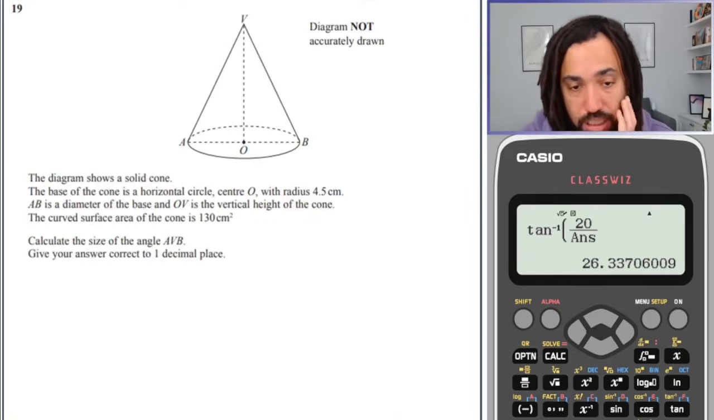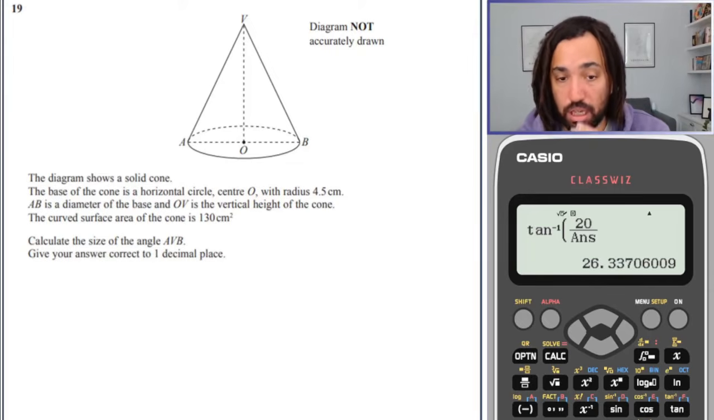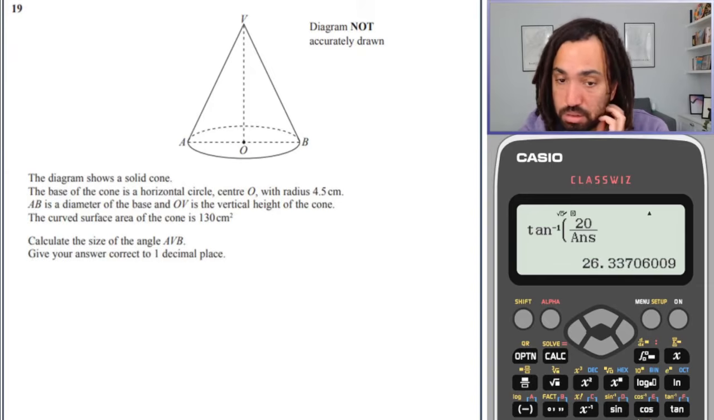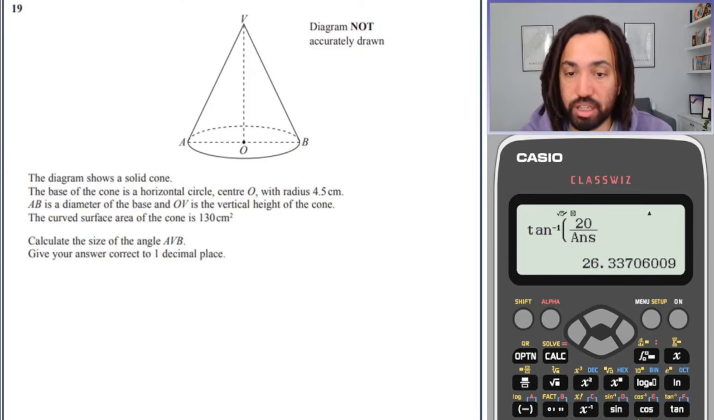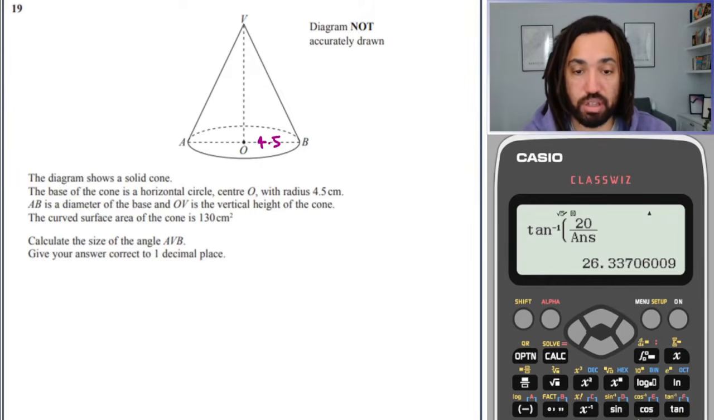Okay, question 19. The diagram shows a solid cone, and the base of the cone is a horizontal circle. Yada yada yada. Radius is 4.5. That's all I care about. And the diameter at the base, OV, is directly above. Yeah. The curved surface area of the cone is 130.